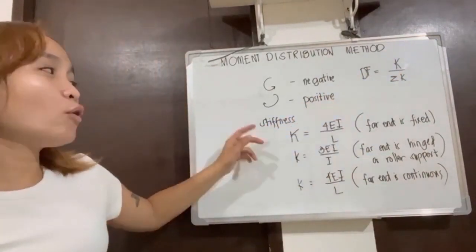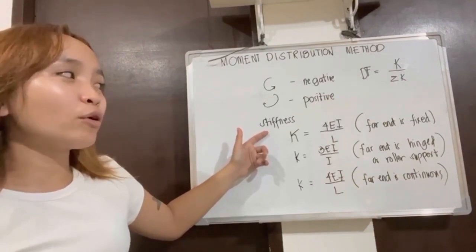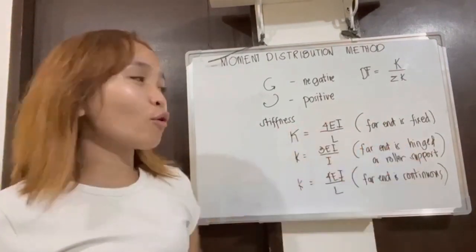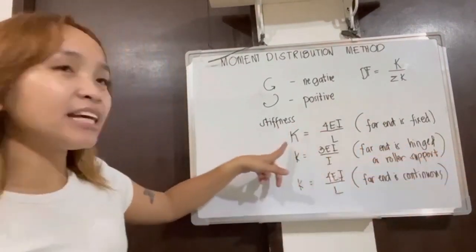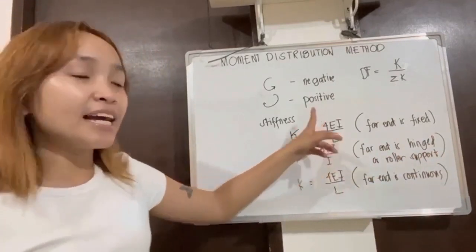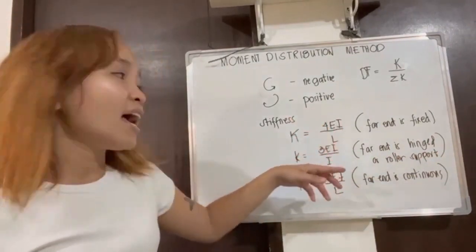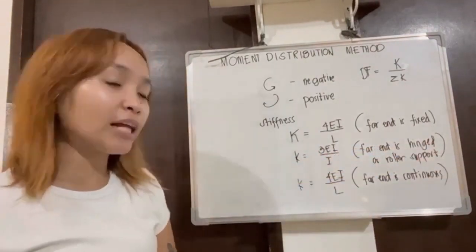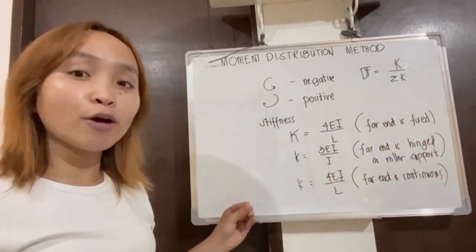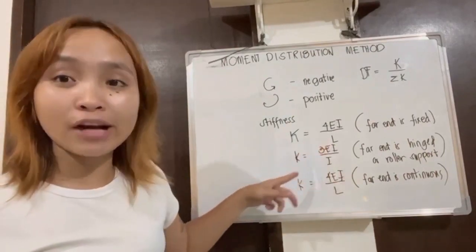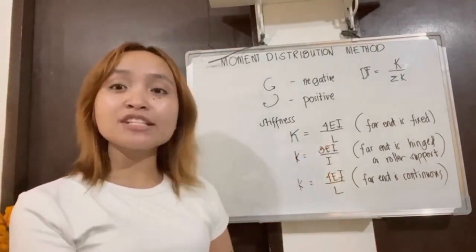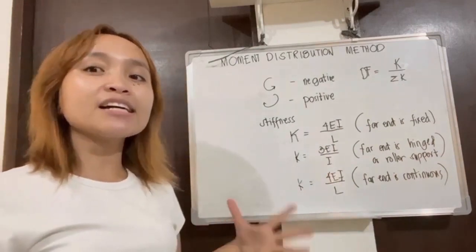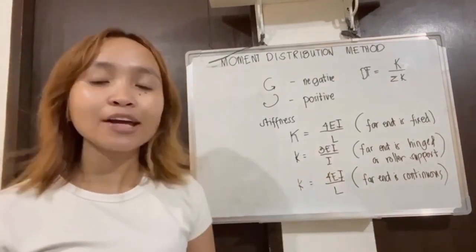So, pagkuha na to sa stiffness, depende kung unsa iyang far end. So, kung far end niya is fixed, it means ang iyang formula sa iyang stiffness is 4EI over L. And if iyang far end is hinge or roller support, it means ang iyang stiffness formula is 3EI over L. Kung ang iyang far end is continuous, so ang iyang stiffness formula is 4EI over L.